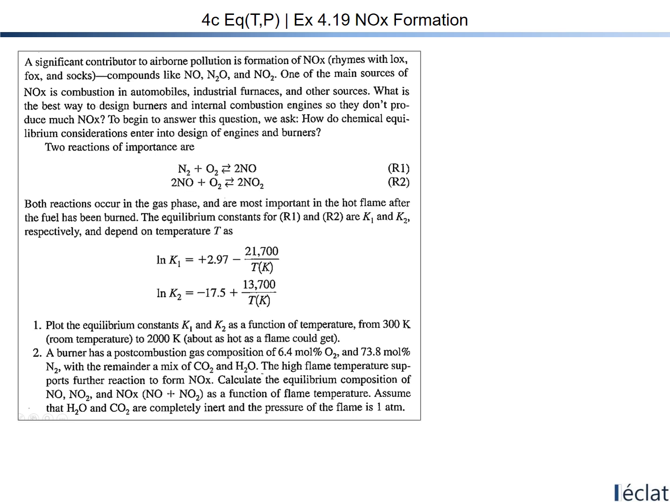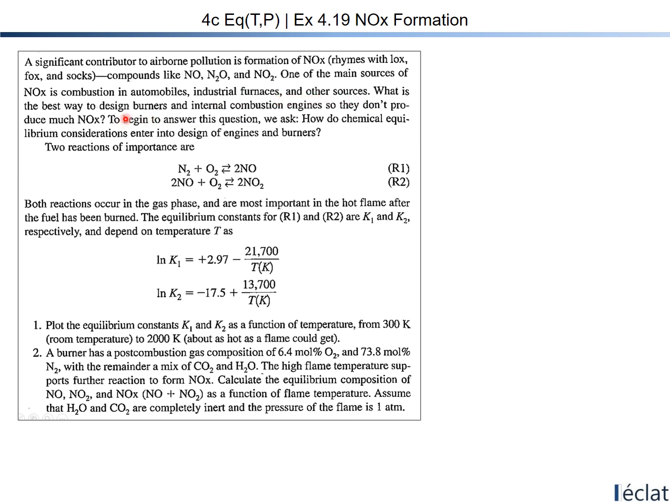Here is the final example of chapter 4, which is about the NOx formation. So here we'll try to find the temperature and pressure for a process. A significant contributor to airborne pollution is formation of NOx. Rhymes with LOX, FOX, and SOx, so NOx. Compounds like NO, N2O, and NO2. One of the main sources of NOx is combustion in automobiles, industrial furnaces, and other sources.